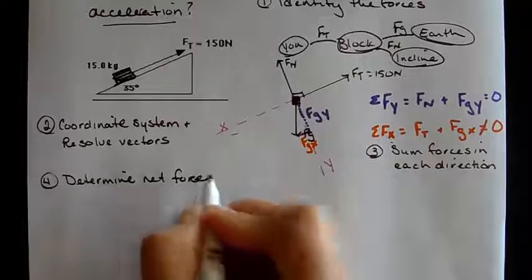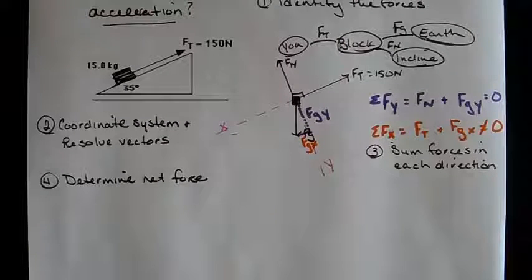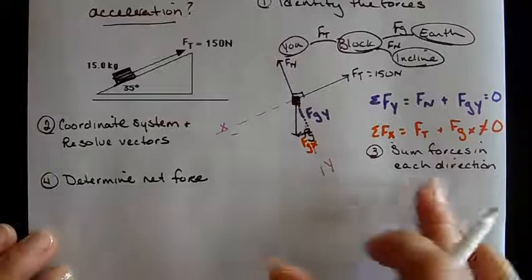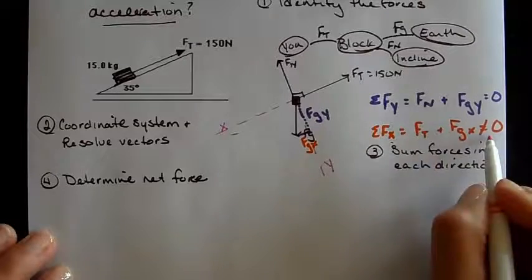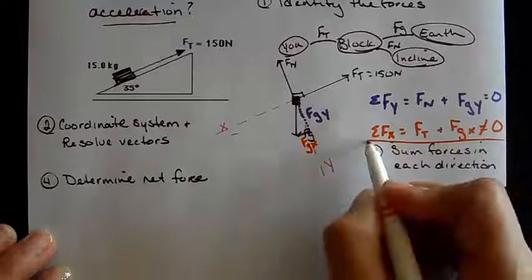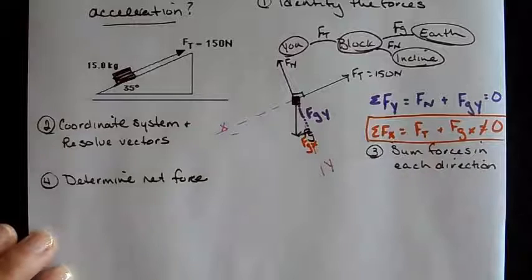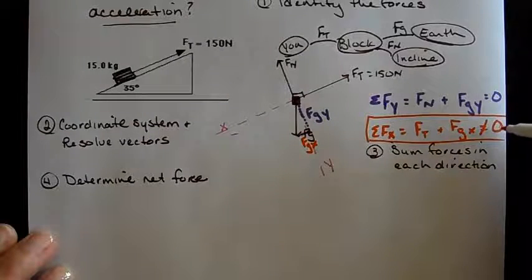Because our acceleration depends on our mass and our net force. So our net force is in the x direction. This is our net force right here, this tells us what our net force is. We don't know what it is. That's what we're trying to find, right?